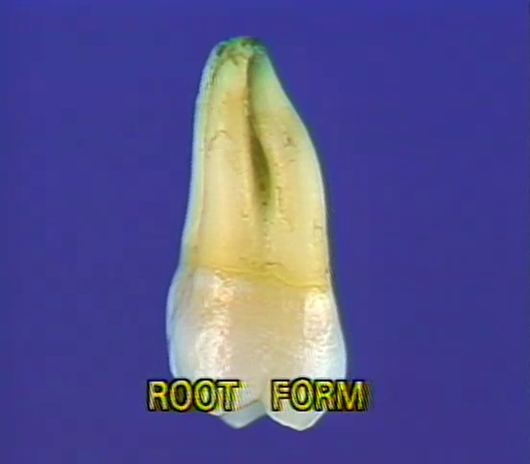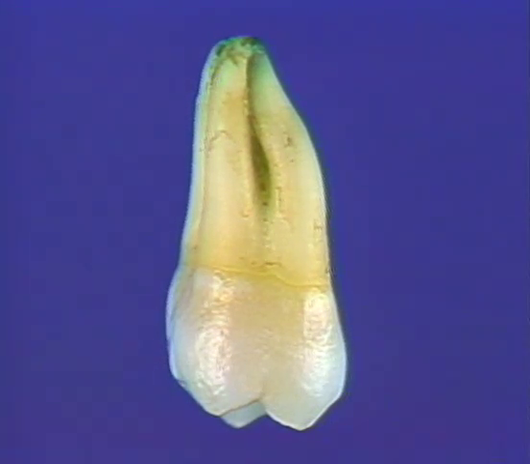Root form. Similar to the crown, the root form and numbers are extremely variable. The root dimensions are normally the smallest of any maxillary molar. The most common form, usually in conjunction with the heart-shaped crown form, is 3 roots, which may be partially or wholly fused together.